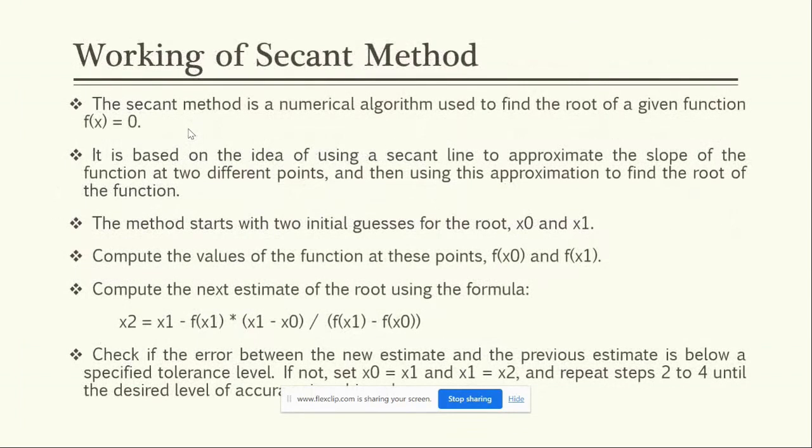And next, the working of the secant method. The main function of the secant method is to find the roots of the given f of x. By using secant lines, we approximate the slope of the function at two different points, and then we find the root of the function. The method starts with two initial guesses, x0 and x1. Then we evaluate f of x0 and f of x1.